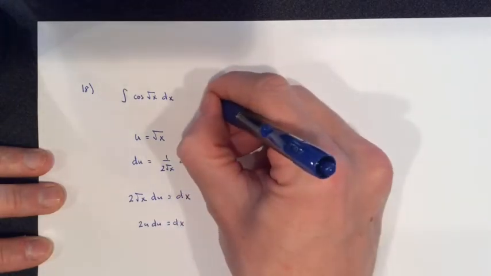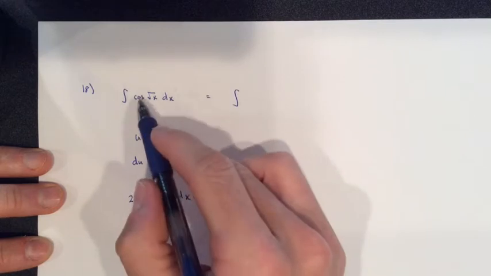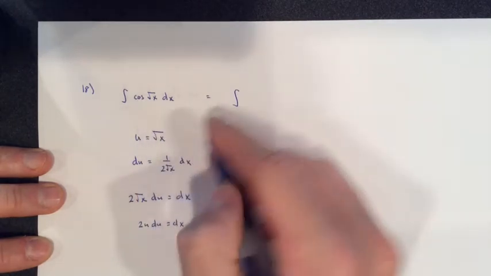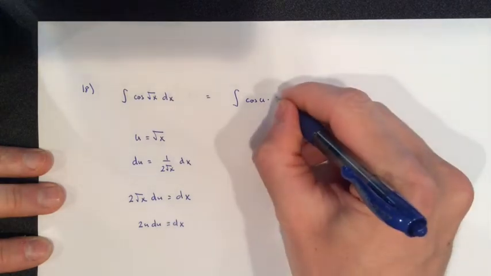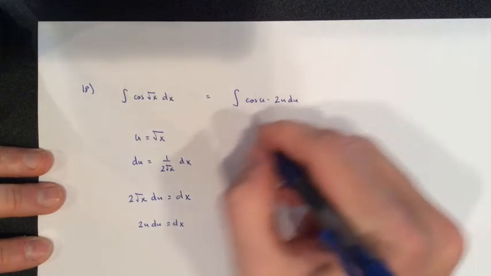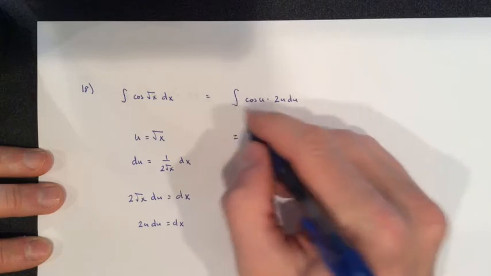And I can go in here and make some substitutions. This says cosine of the square root of x, but that's just cosine of u. And then dx is 2u du. And so I've rewritten this integral. I'm going to pull that 2 out in front.